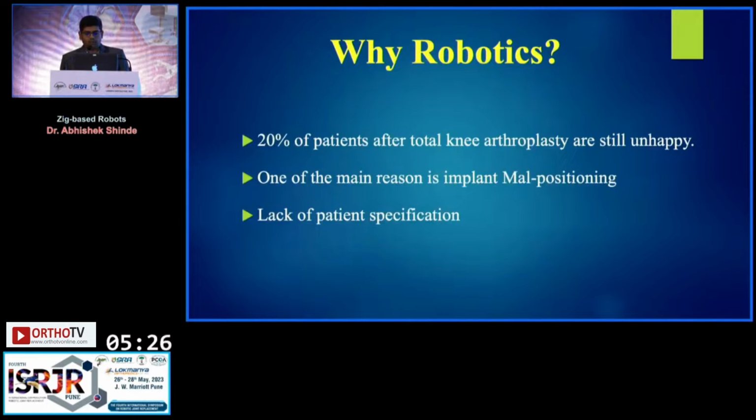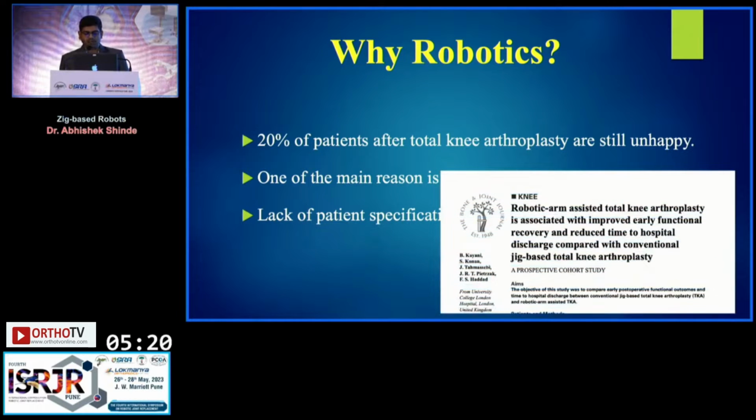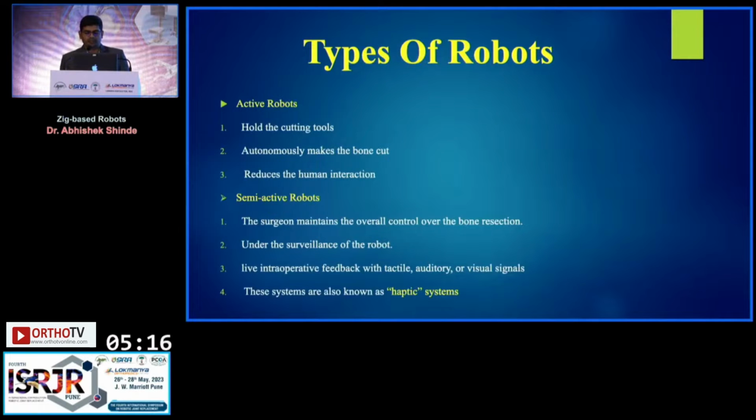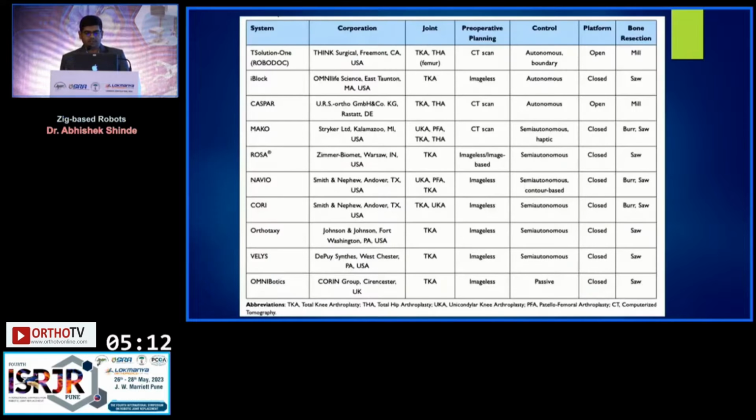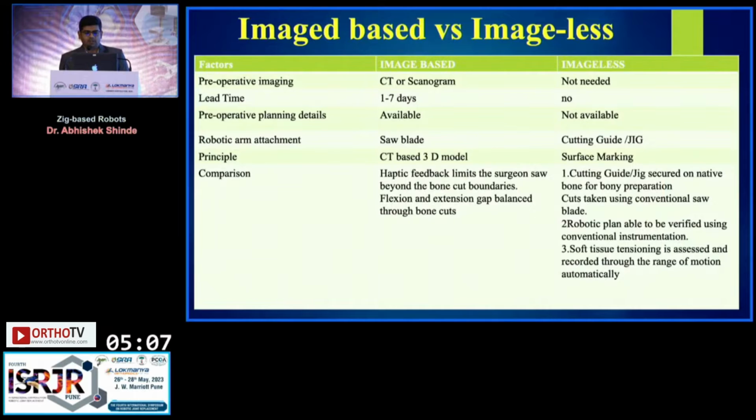So why robotics? We all know 20% of patients after total knee arthroplasty are still unhappy, and that's why robotics. There are many meta-analyses which show robotics has better outcomes. The types of robotics covered are active and semi-active robots, the different robots available in the market. Image-based or image-less: image-based needs a CT or scanogram, image-less does not.